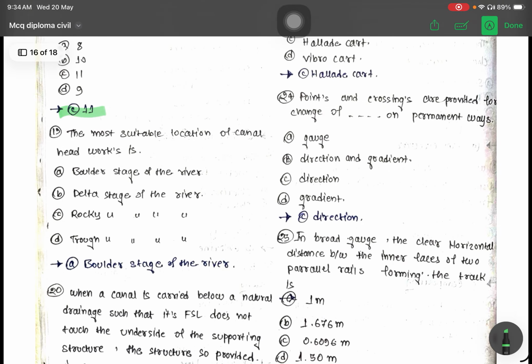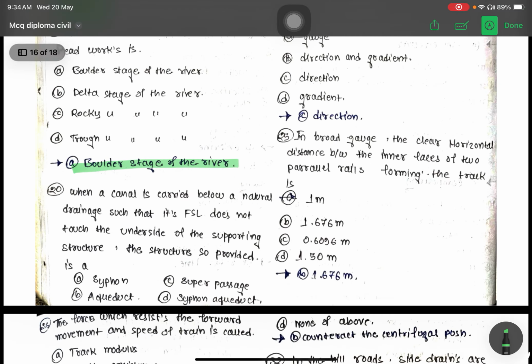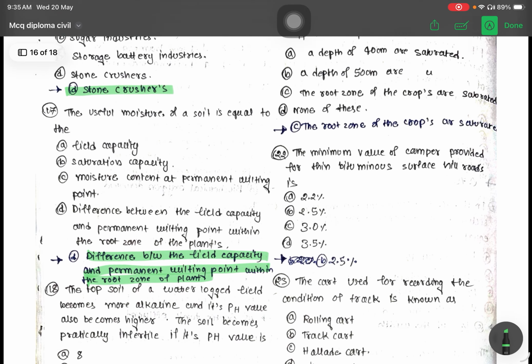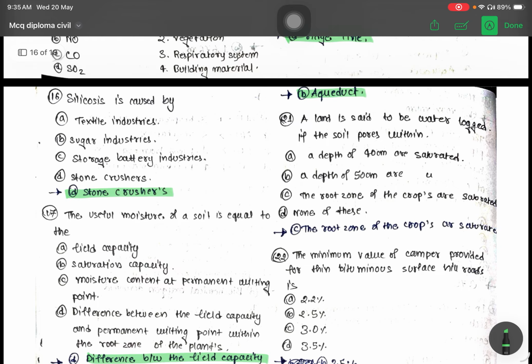The most suitable location for canal head works is the boulder stage of the river. When a canal is carried below a natural drainage such that its FSL does not touch the underside of the supporting structure, the structure so provided is a siphon aqueduct. A land is said to be waterlogged if the soil pores within the root zone of the crop are saturated.